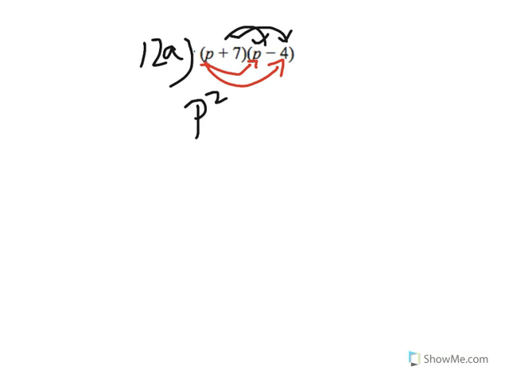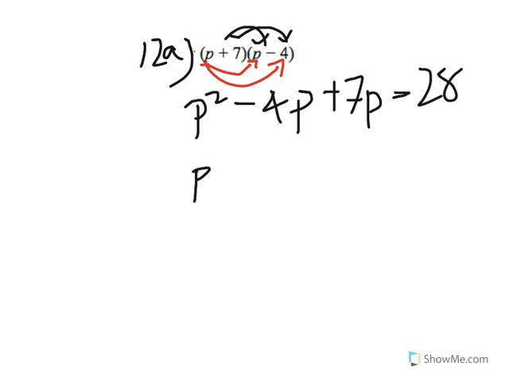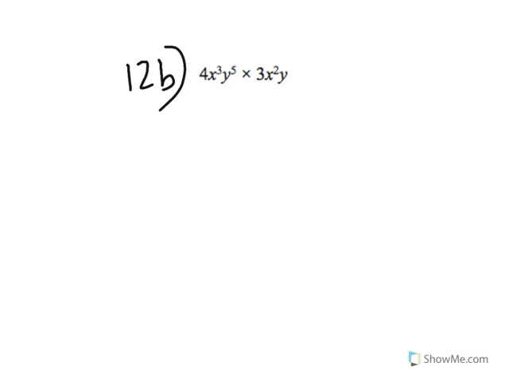It's p squared. p times negative 4 is negative 4p. 7 times p is positive 7p. And 7 times negative 4 is negative 28. So p squared minus 4p plus 7p is plus 3p, minus 28. That's your simplified form.